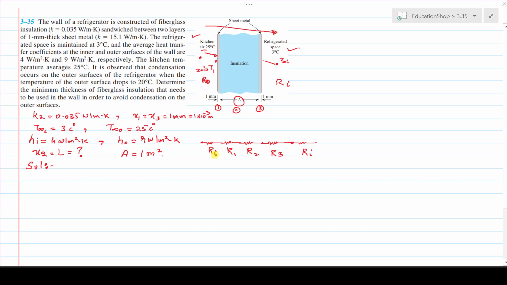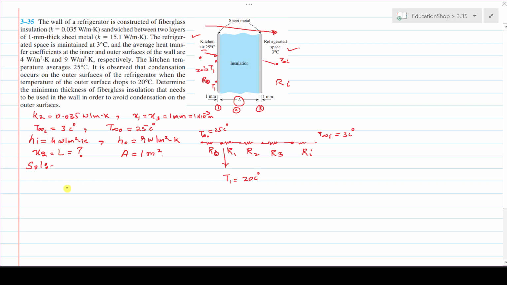The resistance must be R0. The temperature here is T infinity naught, that is 25 centigrade, and the temperature here is T infinity i, that is 3 centigrade. The temperature T1 value is also given at the surface of this outer sheet metal. This is T1 and its value is 20 centigrade.